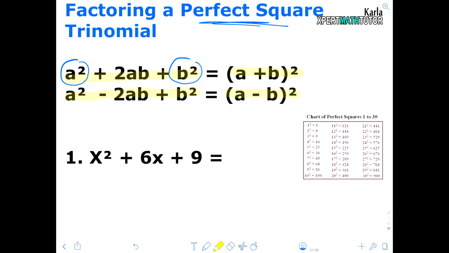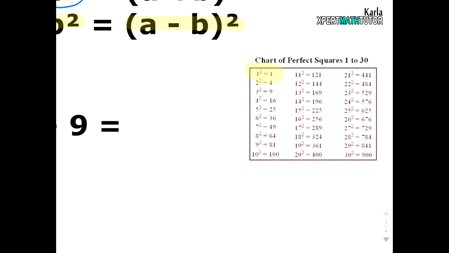So if I took 1 and multiplied by itself, 1 times 1, I will get 1, right? So therefore, I could say that the square root of 1 is equal to 1, which is an integer. So therefore, it's a perfect square.